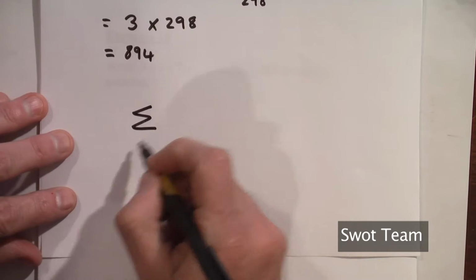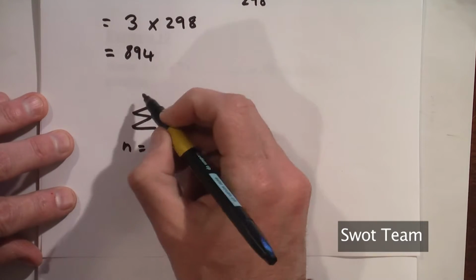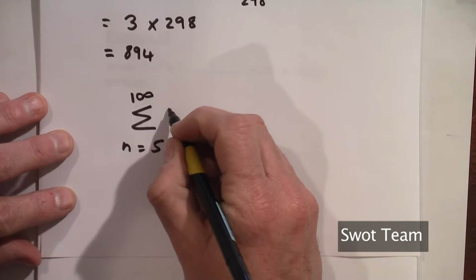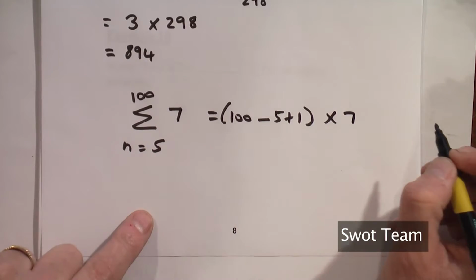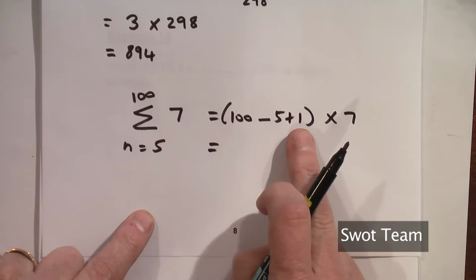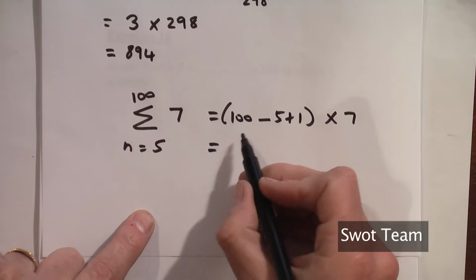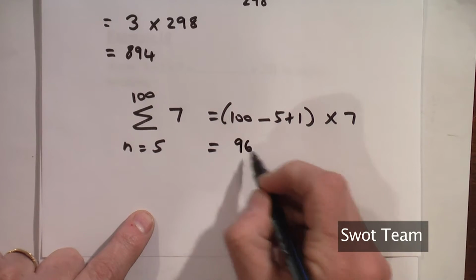If you had another one, I'll just show you quickly. If you had something like this, sigma n equals 5 to 100 of 7, how many terms? Number of terms, what would that be? Top minus bottom plus 1, and then obviously multiplied by 7. And that's very easy to work out. That's 96. You can actually work that out: 95 plus 1 is 96. Times 7, and that's pretty easy, and you've then got the answer to these things. Be aware of that. Very, very nice thing.